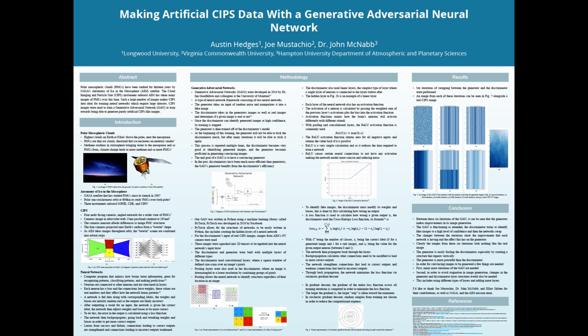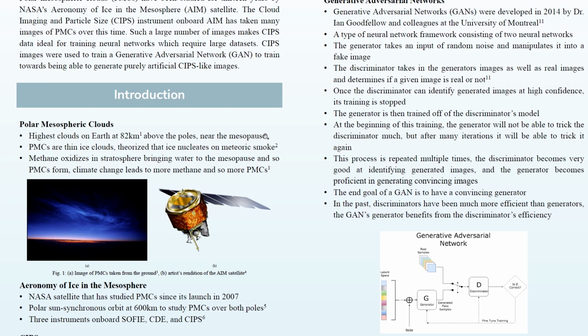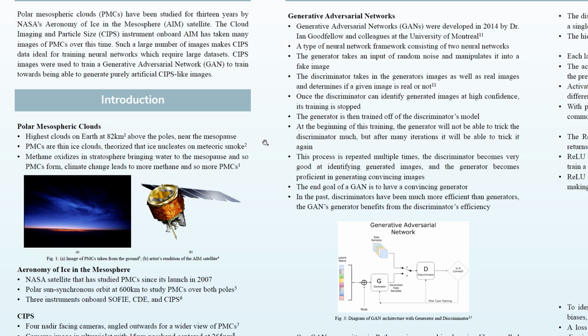I'll start off with a bit of an introduction, some background about what this project was about. This project was studying a type of cloud called polar mesospheric clouds, and these are the highest clouds on Earth, at altitudes of around 82 kilometers, above the north and south poles. They are around the mesopause, which is the top of the mesosphere. These clouds are thin ice clouds.